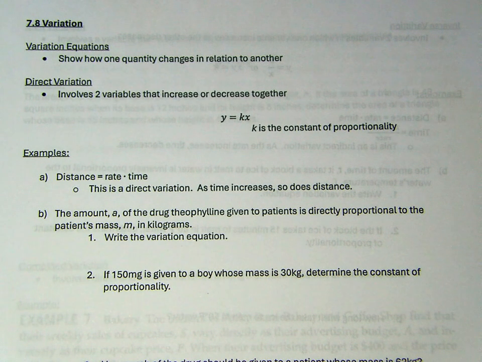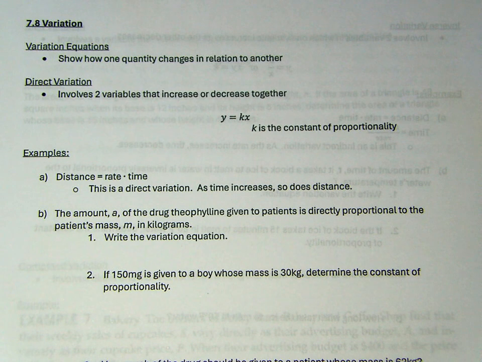And a lot of times your problems will be set up to where you have to figure out what that k is before you can actually apply this information. So direct variations, that's where two things increase at the same time or they decrease at the same time.